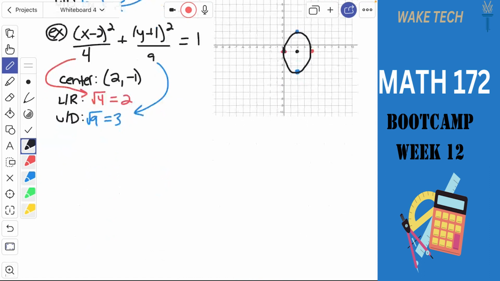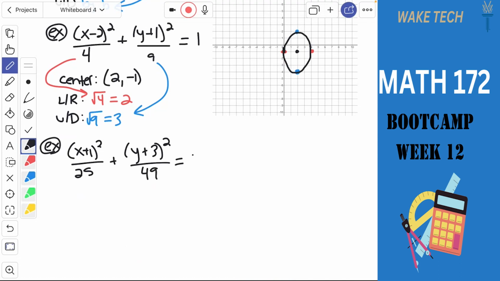Okay, I'm going to scoot it up and jot down the next one. What I'd like for you to do, I'll give you a second to identify the center and then how far left and right we should go and how far up and down we should go.